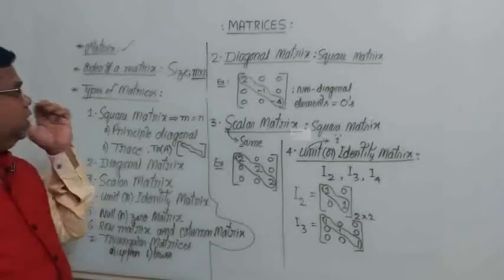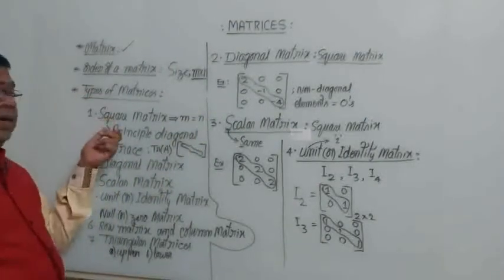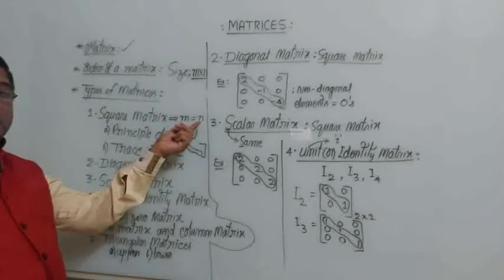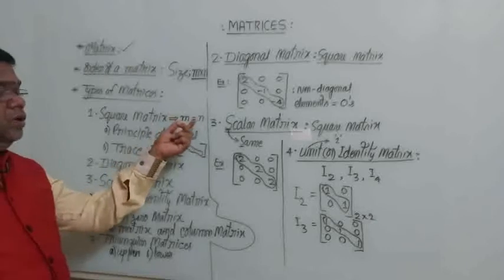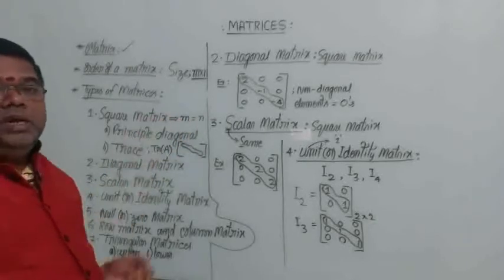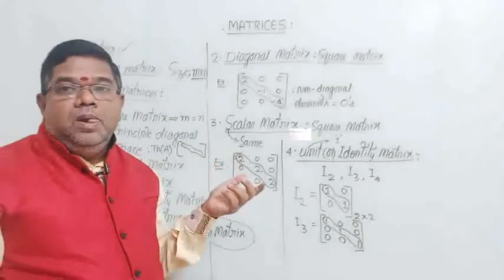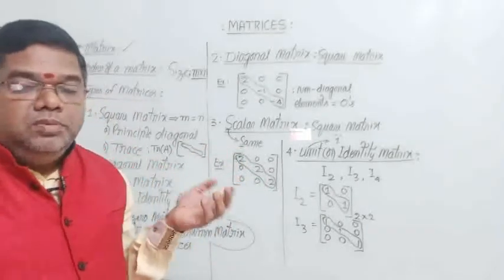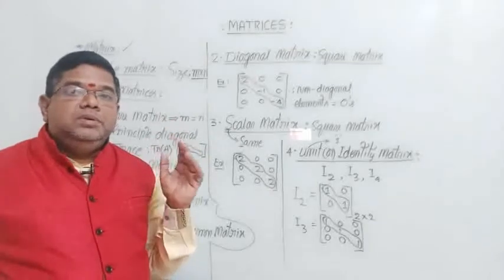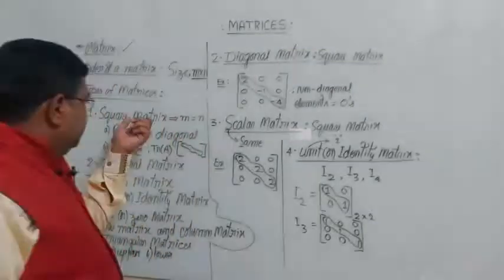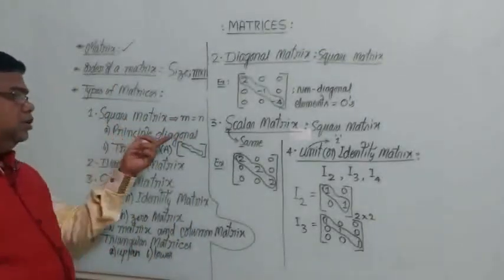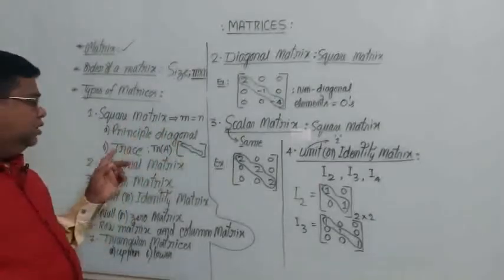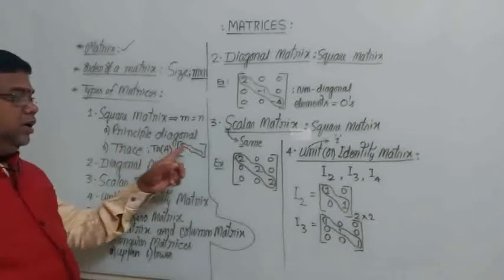So the first one is the square matrix. Under types of matrices, the first one is the square matrix. Square matrix means the number of rows equals the number of columns, so m equals n: 2 by 2, 3 by 3, 4 by 4. Order 2 means 2 by 2, order 3 means 3 by 3, order 4 means 4 by 4. Under that, the principal diagonal is made of only the diagonal elements. Trace means the sum of the principal diagonal elements.